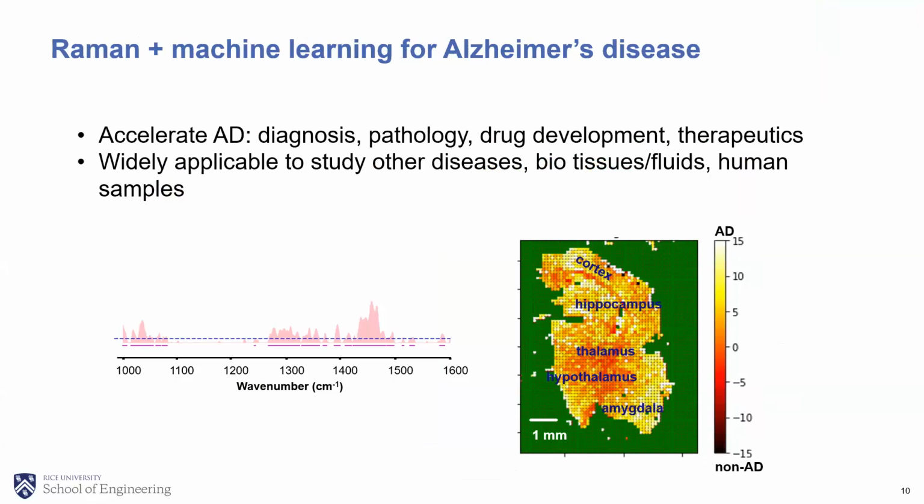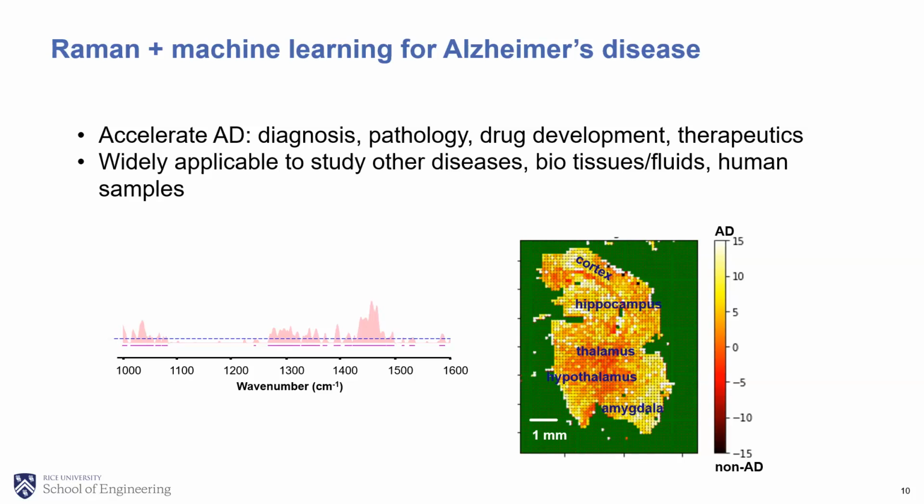So far you can see that by using Raman assisted with 2D material like graphene, together with machine learning analysis, we can greatly accelerate the study of AD in terms of diagnosis, the understanding of pathology, drug development, and therapeutics. In addition, if you think about what we did, we simply performed Raman measurements with machine learning. So this technique is not limited to AD, and not limited to brain slices. It can be widely applicable to study other types of diseases, biotissues, biofluids, and also human samples.